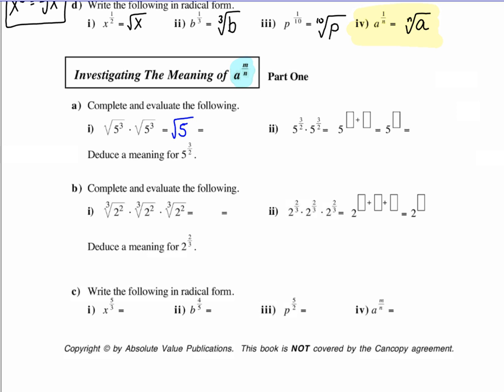Do you agree with me? Yes. You're just saying that, though. No, I got it. I got it. 3 plus 3 is 6.